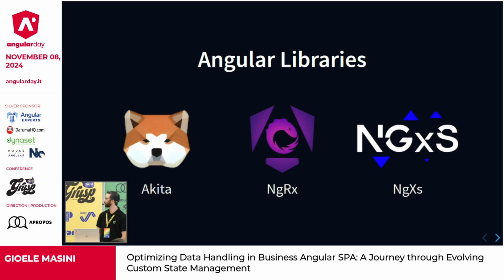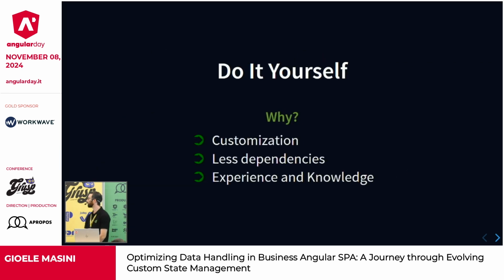Obviously, you probably know these third-party libraries, Akita, NgRx, but we decided to not have external dependencies. Why? Because if we do it ourselves, we could customize our code to fit our application at its best. We have obviously fewer dependencies, and making this code, me and my team gained some experience and knowledge.